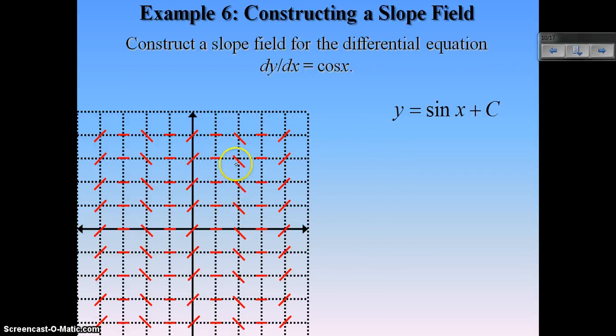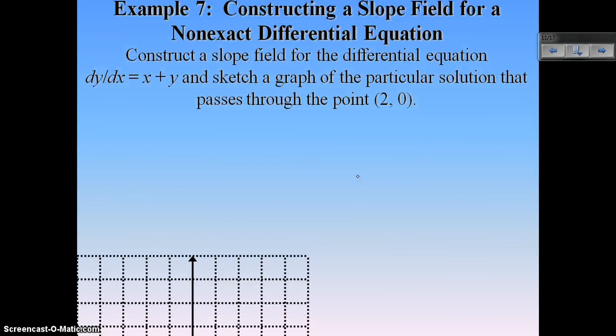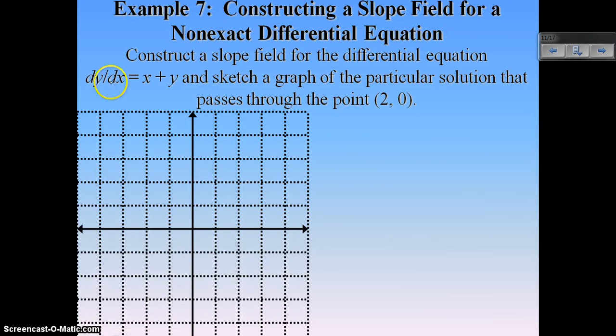Now, on this one, all I had to do is plug in x's because x was up here by itself. Is that always the case? Absolutely not. Sometimes you have x's and y's. Like this one. This one wants me to construct a slope field for x plus y, and then use that slope field to find a particular solution that passes through the point 2, 0. Now, I've actually given you this graph on your paper so that you can sketch that slope field yourself, just to give you an idea how it's going to work.